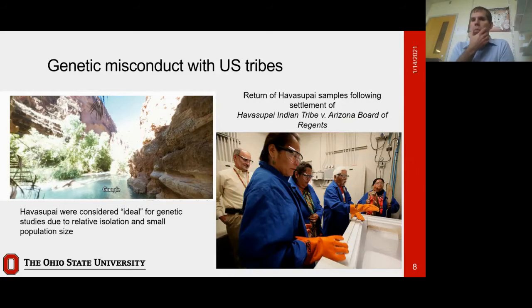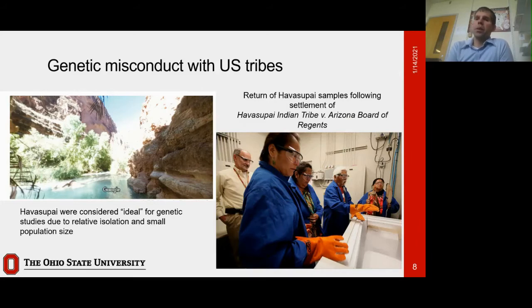So Havasupai are a small tribe located at the bottom of the Grand Canyon, and because of that relative isolation compared to a number of other tribal groups that are more accessible, the Havasupai were considered kind of an ideal population for genetic studies. There's only about 600 tribal members, 650. And so as early as 1990, tribal members had reached out to Arizona State specifically because there were concerns around diabetes within the community, and they wanted to understand what they could do to overcome these negative health outcomes being experienced by their community. And as part of that, donated blood.